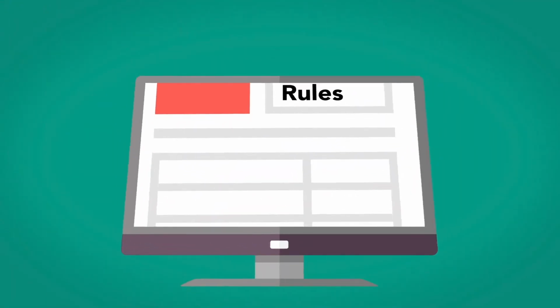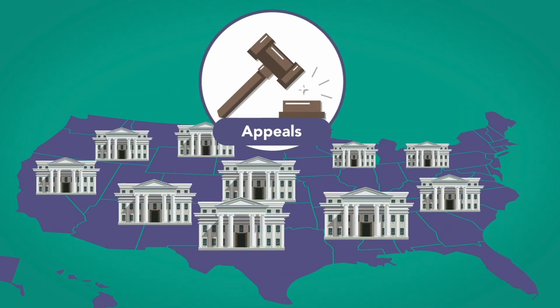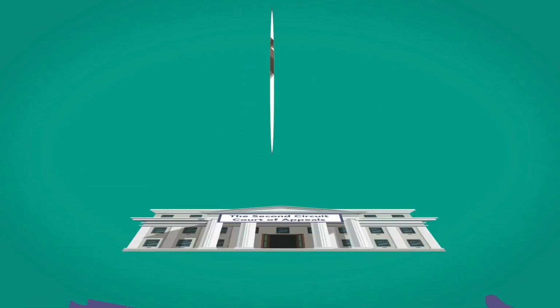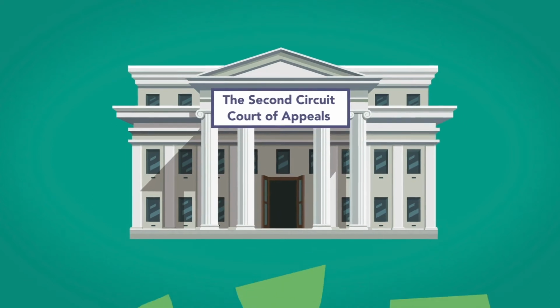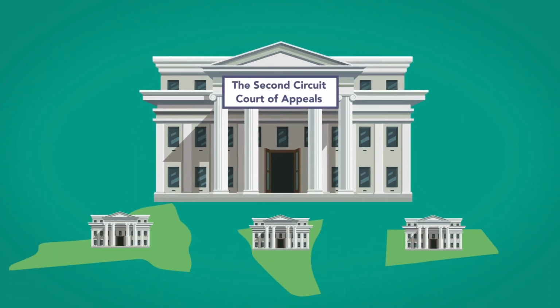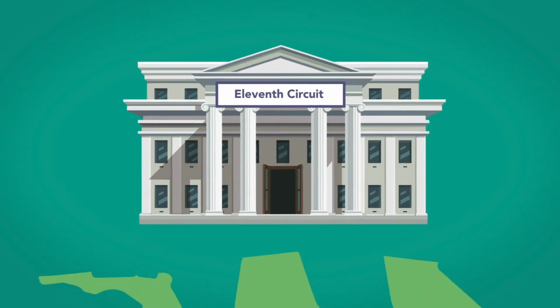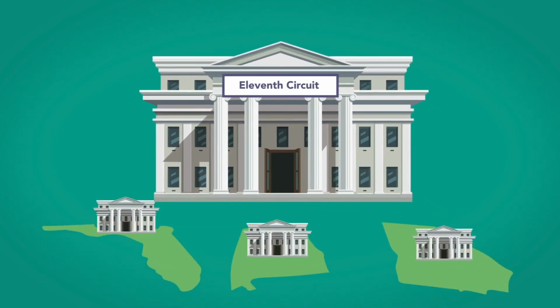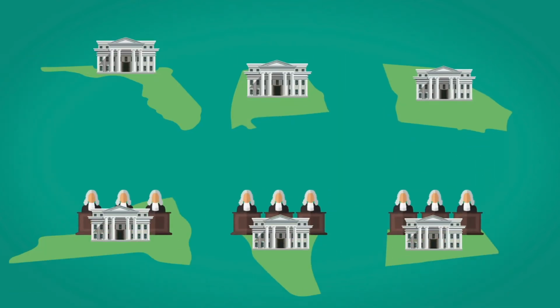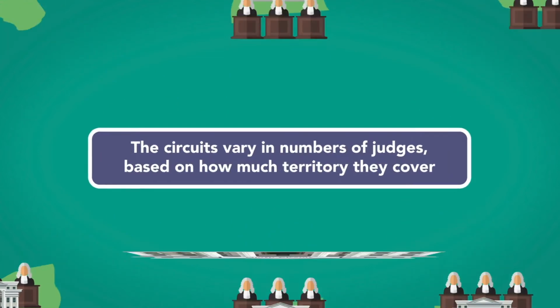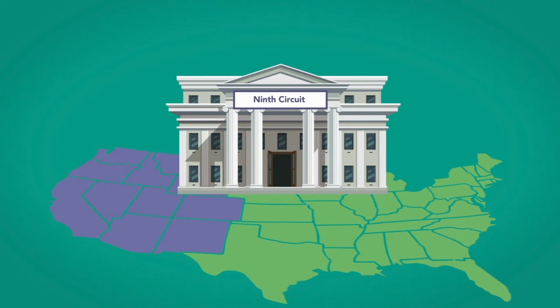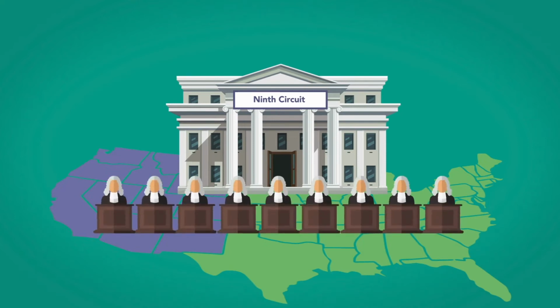Federal courts of appeals are geographically placed to accommodate appeals from the district courts. For example, the Second Circuit Court of Appeals covers federal courts in New York, Vermont, and Connecticut, while the 11th Circuit covers federal courts in Florida, Alabama, and Georgia. Each appellate court has several judges, though the circuits vary in numbers of judges based on how much territory they cover. The 9th Circuit, covering most of the far west part of the country, features the largest number of judges.